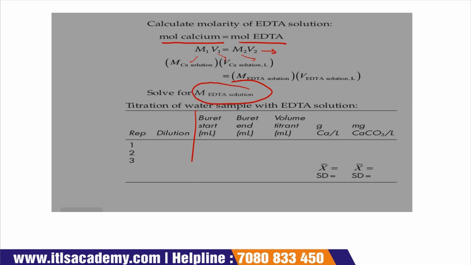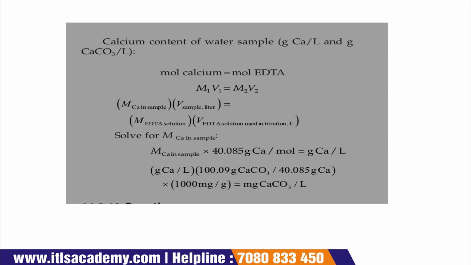Now we have to put it into a table. Here the dilution, the burette start, the burette end, the volume titrated, and the grams of calcium per liter used, and the milligrams of calcium as CaCO3 used per liter. With the help of these we also find the mean of the table and the standard deviation for each one.